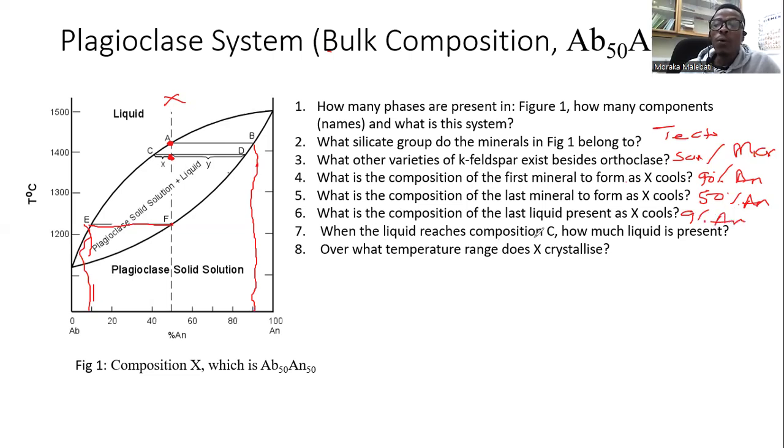Then when the liquid reaches the composition C here, remember the one thing that I want to bring to attention is the liquid composition changes along the liquidus line, whereas the solid composition changes along the solidus line. So we know immediately when we start to crystallize the anorthite, the liquid composition changes along the liquidus line. Now, it changes until it reaches C. So we want to know when the liquid reaches composition C, how much liquid is present.